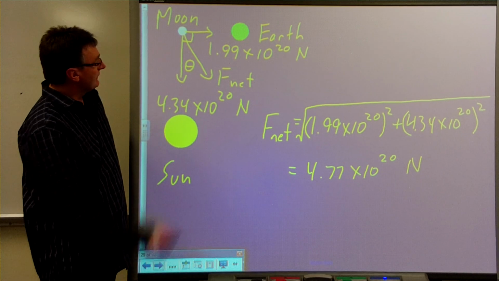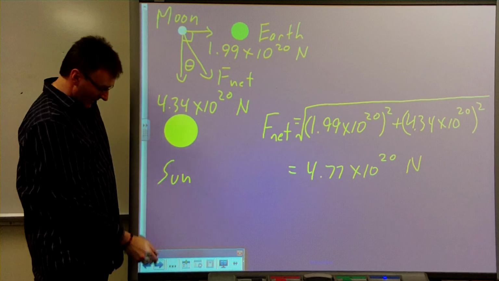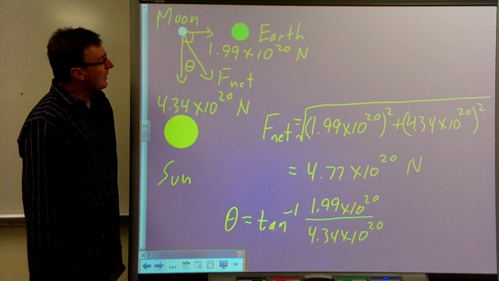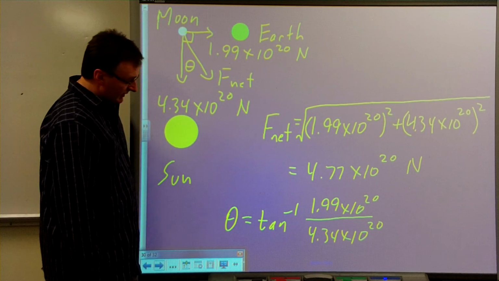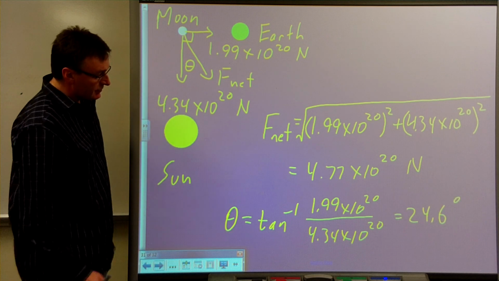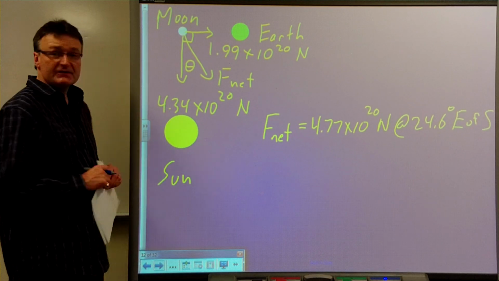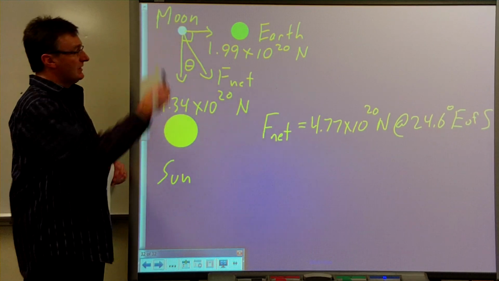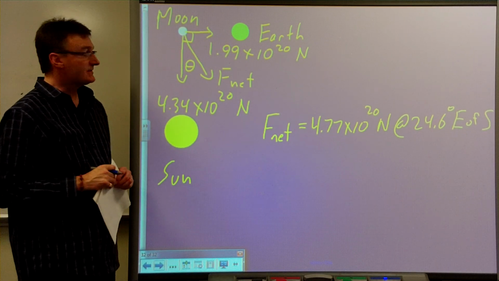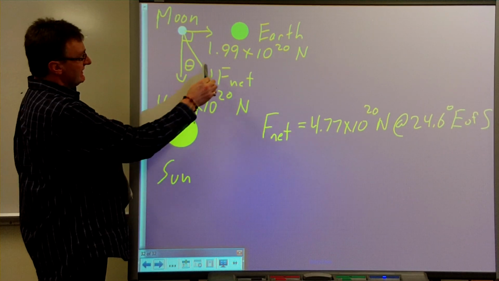We can also find the angle that it makes, theta. Theta is tan to the minus 1 of 1.99 times 10 to the 20 divided by 4.34 times 10 to the 20, and that gives you 24.6 degrees. And so our final answer is that the net force on the moon in this configuration is 4.77 times 10 to the 20th newtons at 24.6 degrees east of south.